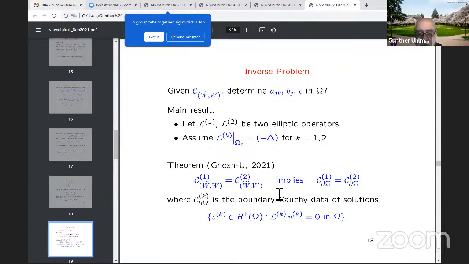The case here is one-to-one. You have two operators in omega. So you can go from the non-local data, which can be partial, to the whole Cauchy data for the local operator on the whole boundary. So all the results that we know for the standard Calderon problem can then be proven for the non-local operator.